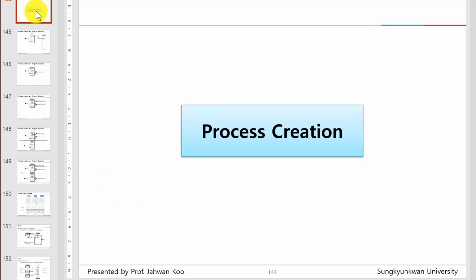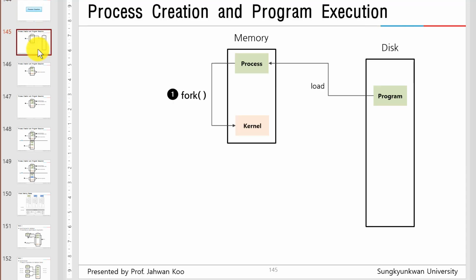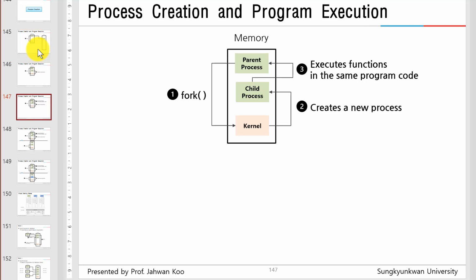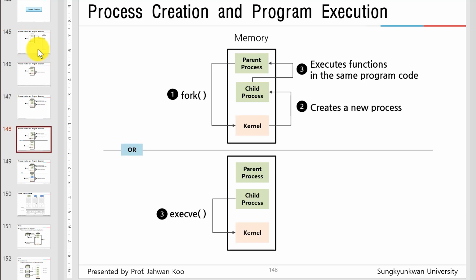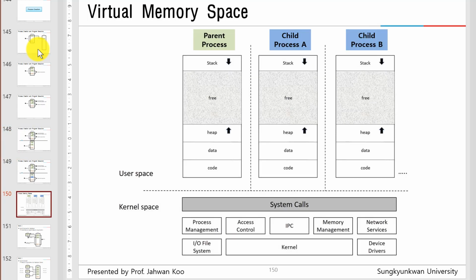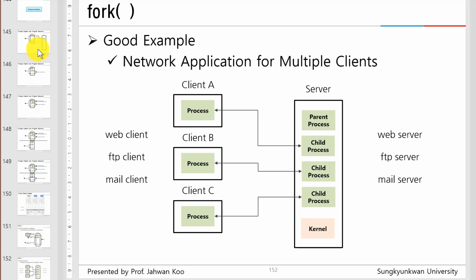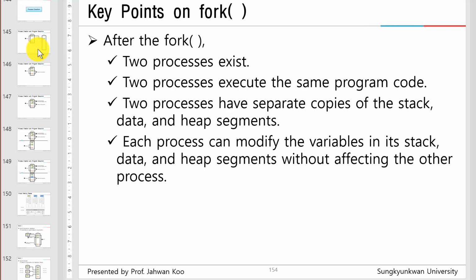Today, we have learned about process creation and program execution in more detail. We showed the structure of virtual memory space containing multi-processes, and we have learned about how to use the fork system call through the typical pseudocode.